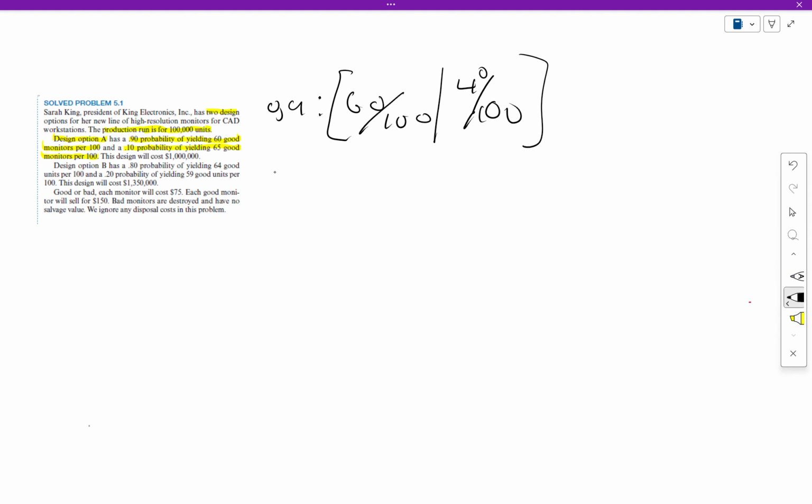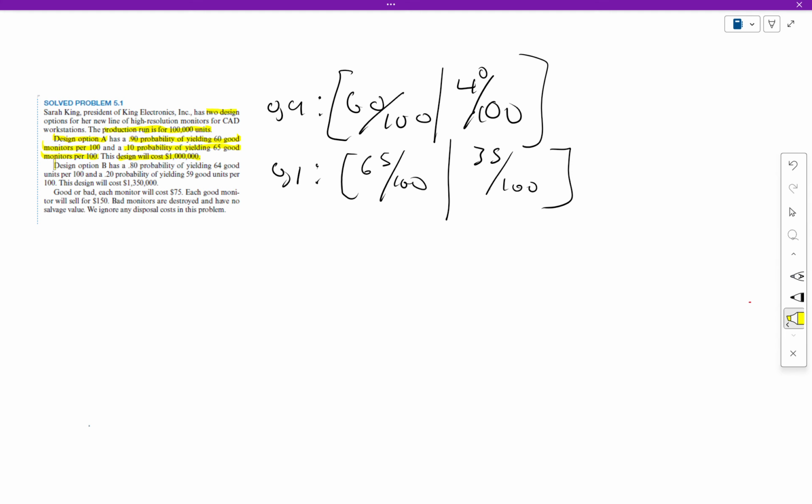And then under this one, 0.1, 65 are good, whereas the remainder of 35 should be bad. Then this design will cost $1 million.